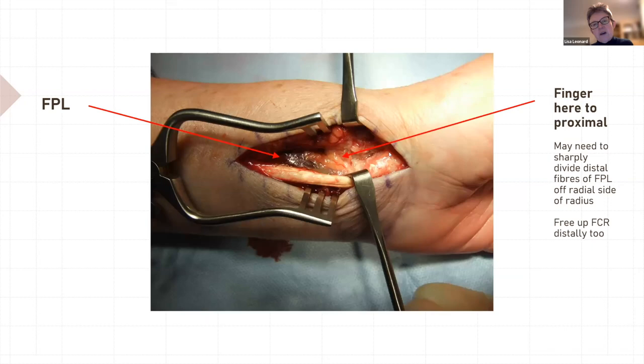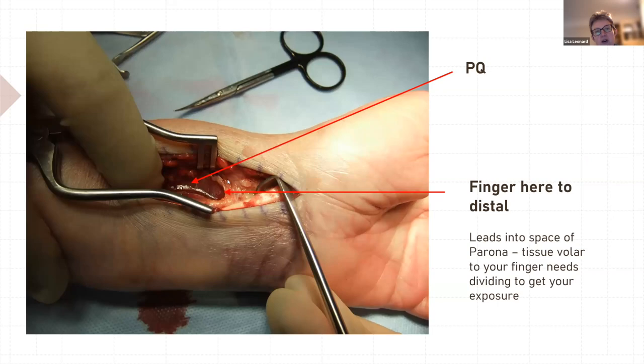And then you see your FPL, and I usually put my finger in here, there's a little fat pad, push that away, and there's often some fibres of FPL that you'll need to divide to get yourself the proximal access that you need to see. Then underneath that, you'll see pronator quadratus, and there's this tissue distally which gets in the way of you being able to see what you're going to do.